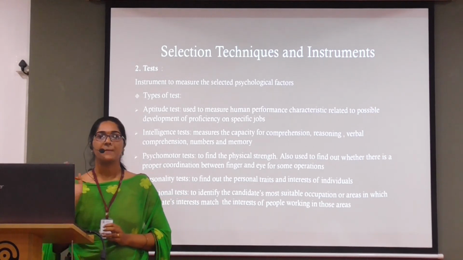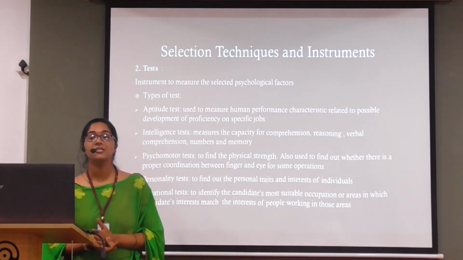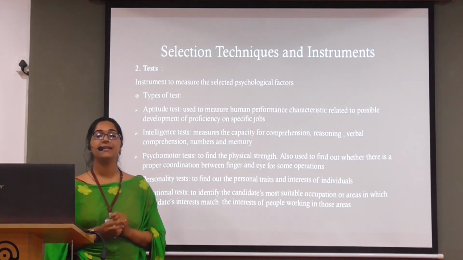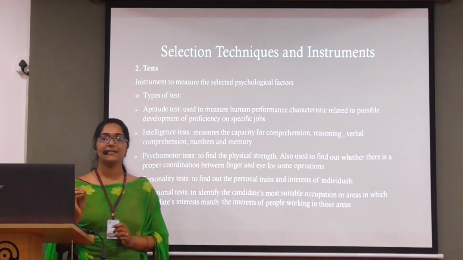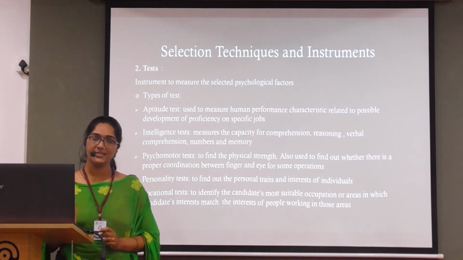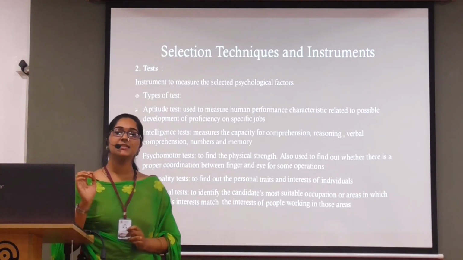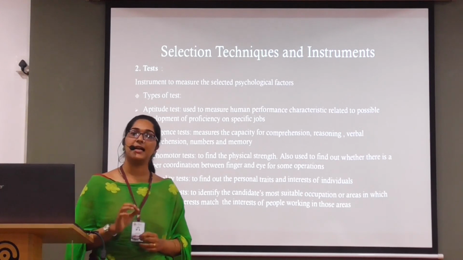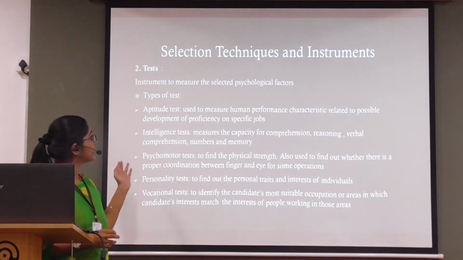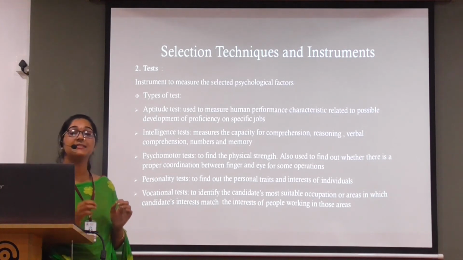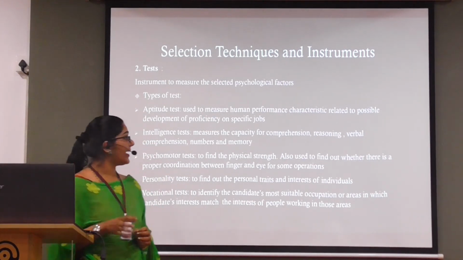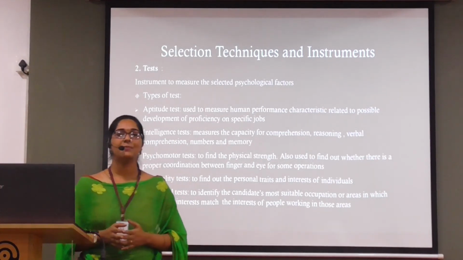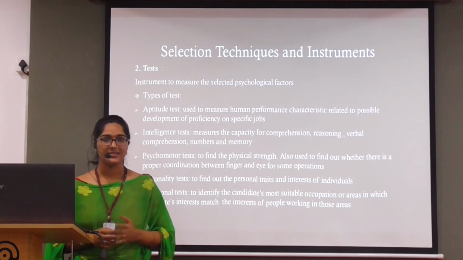One thing is that the aptitude test is used to measure human performance characteristics related to possible development of proficiency on specific jobs. Then you have the intelligence test. It is said that every intelligent employee performs much better than a dull employee. This is the reason why certain organizations have an intelligence test, merely to measure your comprehension level, your listening. All these abilities will be tested under your intelligence test.